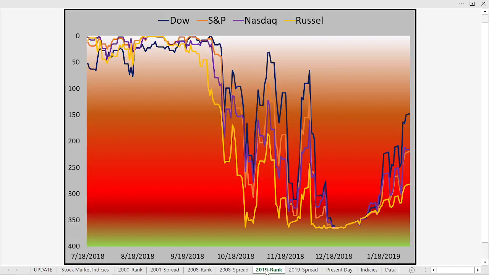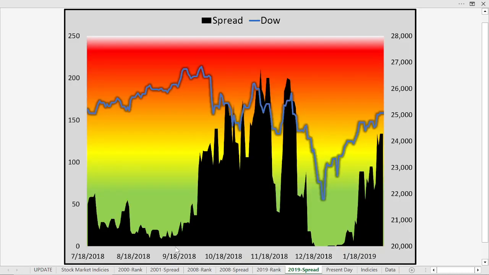This is the 2019 ranking now. We hit those very significant highs. Look how close all the lines were. The yellow is the Russell, the black is the Dow, the purple is the NASDAQ, and the orange is the S&P 500. Now, in this case, again, the Russell 2000, the small cap stocks, really got clobbered in 2018. Not as much, for example, as the orange line, the S&P 500, or the black line, the Dow Jones Industrial Average. Take a look at the spread. Again, the spread was very low in early 2018, mid 2018.